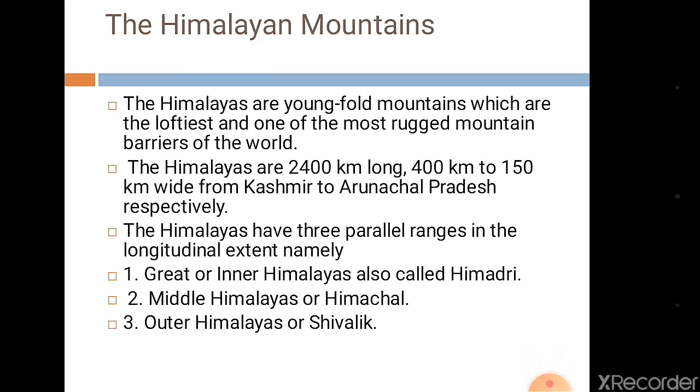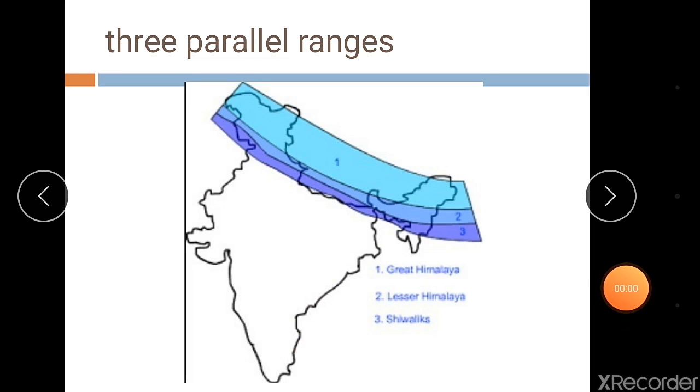The Himalayas have three parallel ranges in the longitudinal extent. These are in the following ways: Great or the Inner Himalayas, which is also called Himadri. Second, Middle Himalayas or Himachal, and third, Outer Himalayas or the Shivalik. Three parallel ranges of the Himalaya: first, Great Himalaya, then Lesser Himalaya and Shivalik.